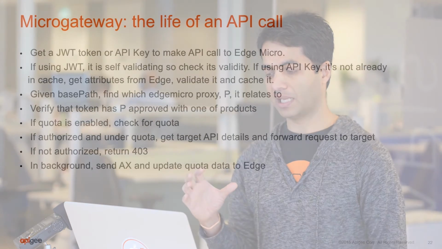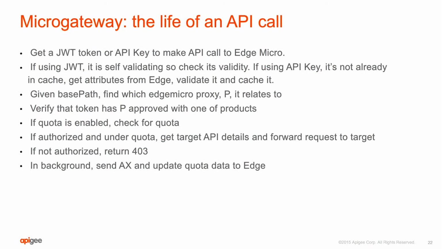To wrap up the presentation, before we go back to the Q&A, let's look at the life of an API call. This should bring the whole presentation to the end. When you make an API call with a JWT token or an API key, or you can disable authentication altogether. If you're using JWT, it is self-validating, so it checks whether your token is valid or not. It has this attribute to figure out whether to let the API call go through or not. For an API key, as I said, it has to make a call to Edge to get its attributes, then it caches it.